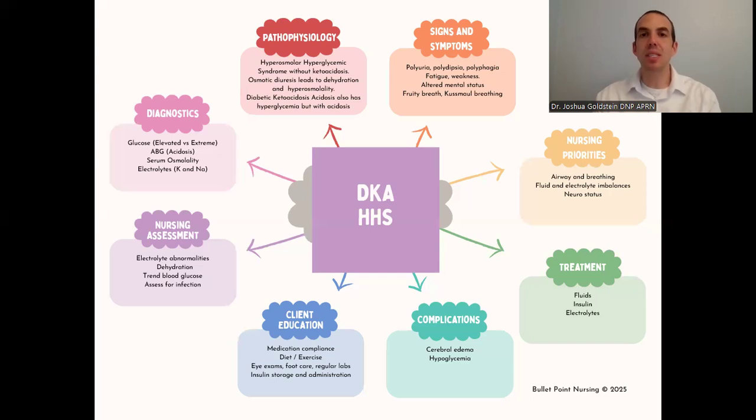I've seen some textbooks that include it for HHS and some that leave it off. I'm going to stay out of it. Fatigue and weakness is going to be common in both, but more so in DKA. Altered mental status is going to be common in both, but neurological issues where the patient is confused or delirious, things like that, would be more common in HHS. And that is because of the electrolyte imbalances that can happen in HHS, specifically neurological imbalances.